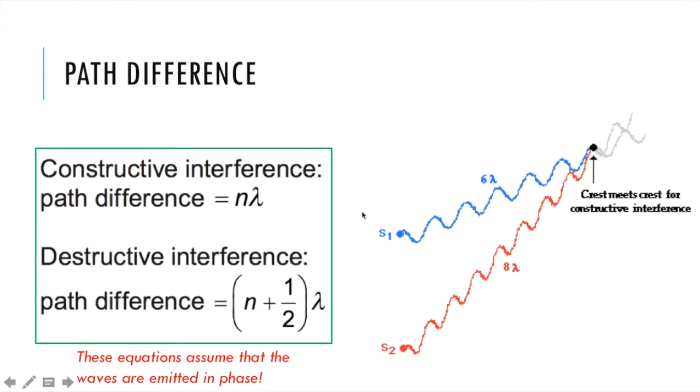Do make a note, these equations do assume that the waves are emitted in phase. If they were emitted out of phase, these equations would actually flip. So we're assuming that the waves, when they're emitted, the peaks are emitted at the same time, the troughs are emitted at the same time. The IB can ask you questions where they're emitted out of phase, and you do have to think about that. So these are very conceptual equations. They do rely on you making a sketch, thinking about how the waves are emitted and what will happen when they meet. But they're a really useful reference in your data booklet.